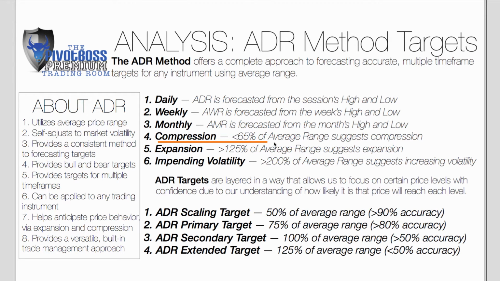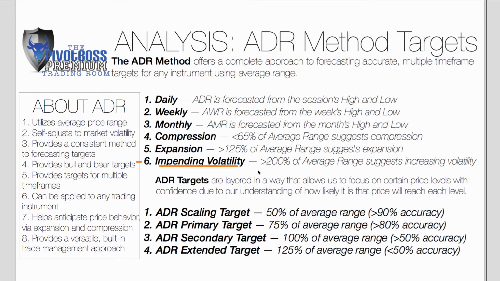Compression of a price range with regards to ADR is less than 65% of average. And that's why in my quote board in MarketDelta, whenever price is below 65% of average, that cell turns blue. So it tells me that things are in a compression state. Expansion is when things get above 125% of average range. So now you've seen expansion of 25% of average, and that can increase even farther. So again, we're able to qualify what's up.